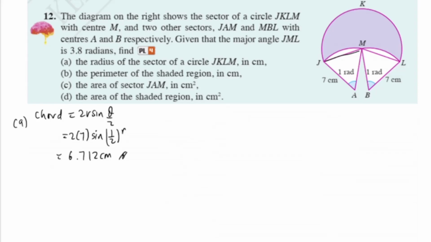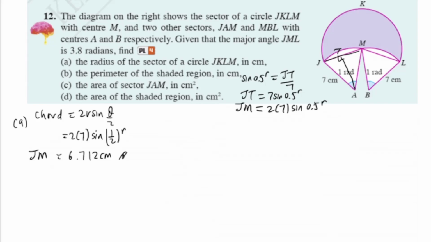I think I didn't show you that, right? You can split in the middle. This is 0.5 radian. You can say sine 0.5 radian. Let's call this T, JT over 7. JT is 7 sine 0.5 radian. JM will be 2 times 7 sine 0.5 radian. Now we're getting the same thing. And this is the length of JM, which represents the radius of your circle. Okay, part B.